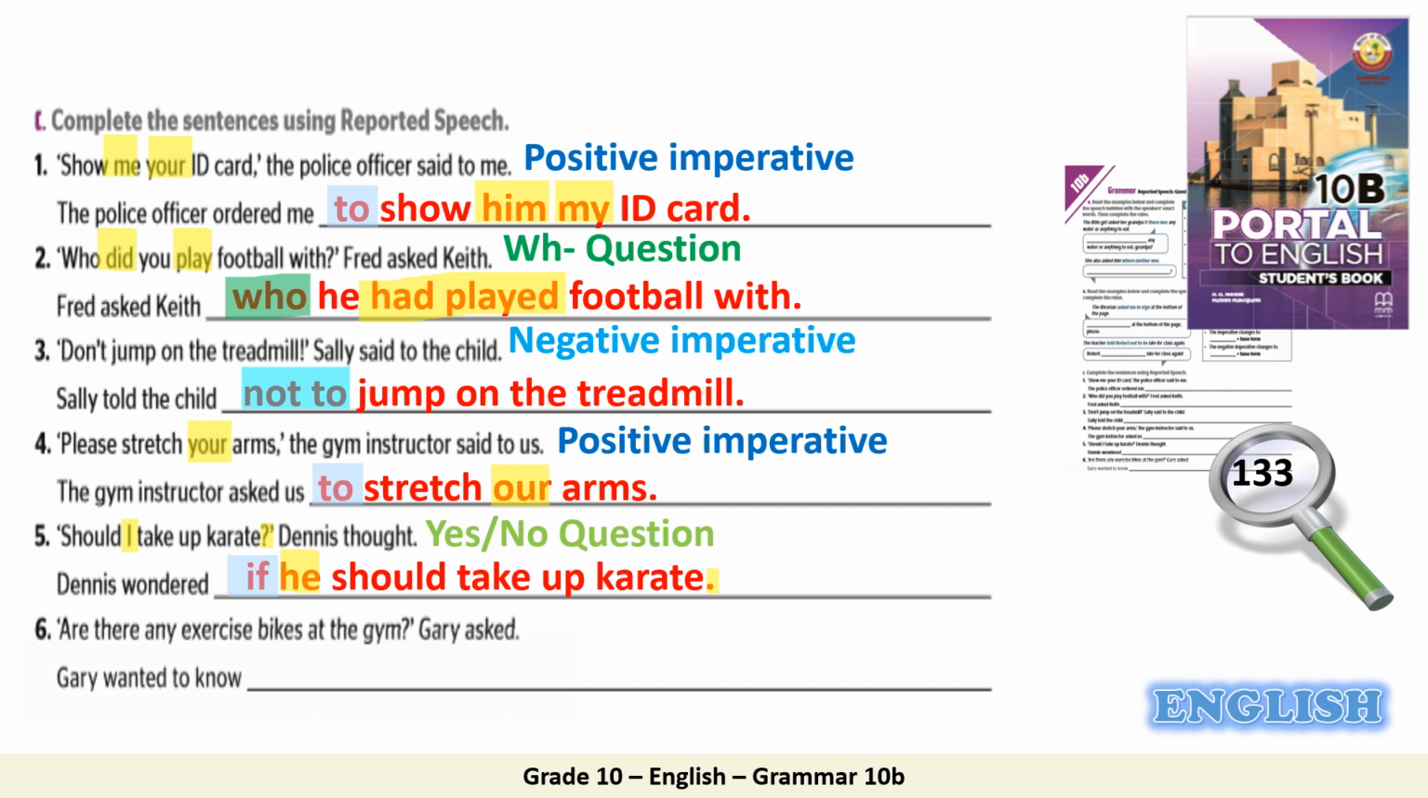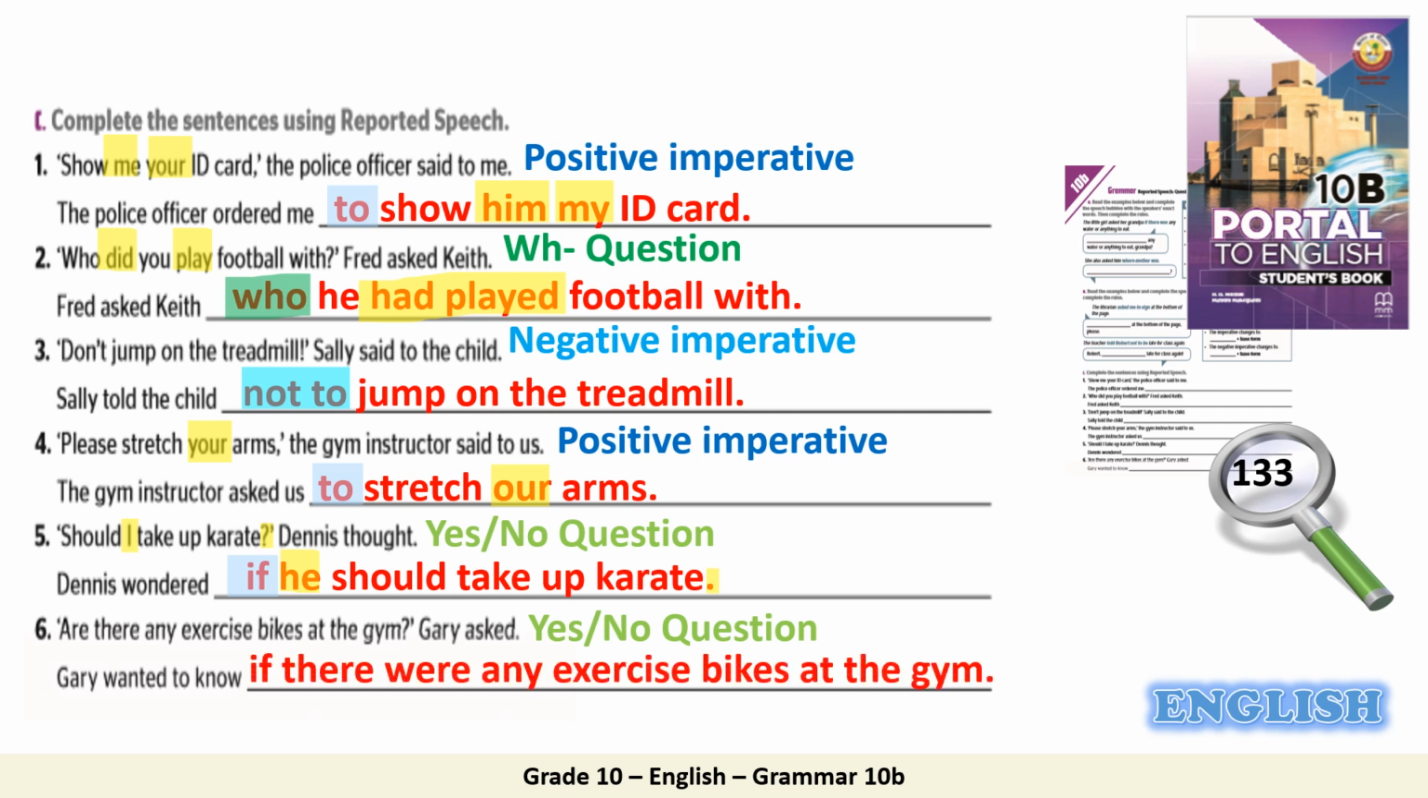Now the last one. Are there any exercise bikes at the gym? Gary asked. What type of sentence is it? Very good. That's a yes or no question. So how do you report it? Very good. Gary wanted to know if there were any exercise bikes at the gym. So what did you do here? Very good. You added if because it's a yes or no question. And you changed are with were. And don't forget the full stop because it was a question mark.